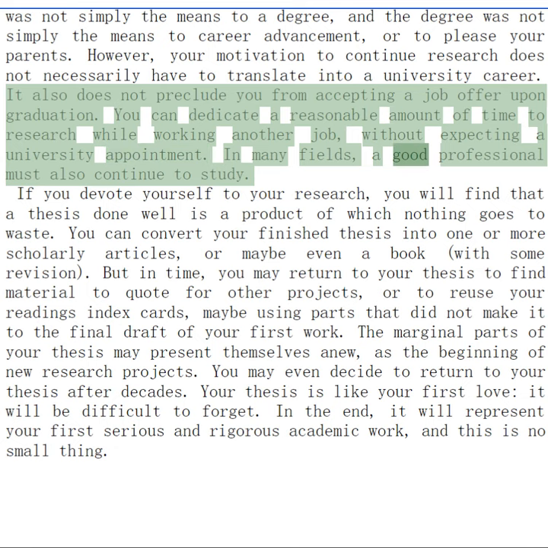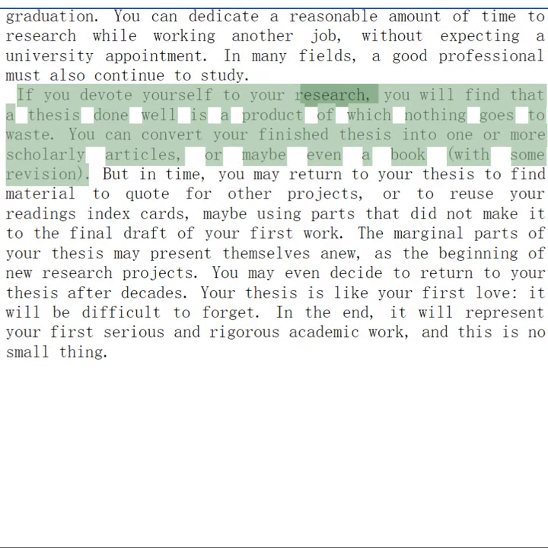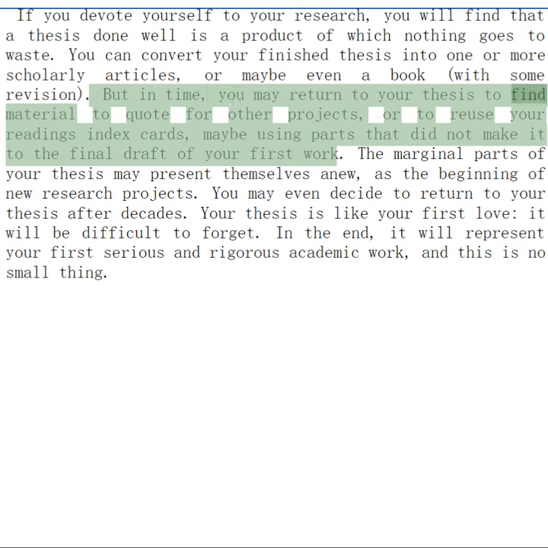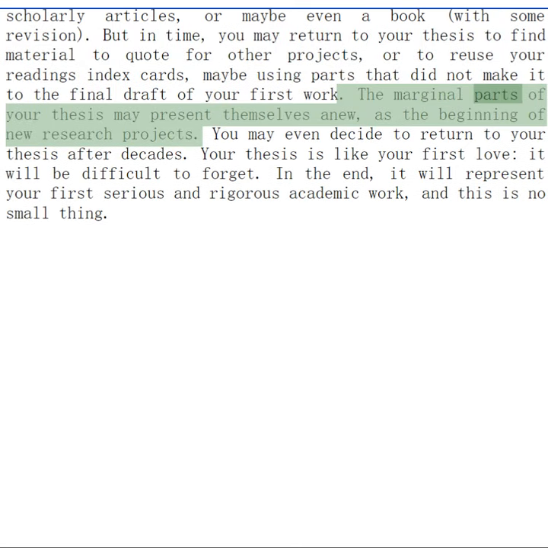In many fields, a good professional must also continue to study. If you devote yourself to your research, you will find that a thesis done well is a product of which nothing goes to waste. You can convert your finished thesis into one or more scholarly articles, or maybe even a book. But in time, you may return to your thesis to find material to quote for other projects, or to reuse your reading index cards, maybe using parts that did not make it to the final draft of your first work. The marginal parts of your thesis may present themselves anew, as the beginning of new research projects.